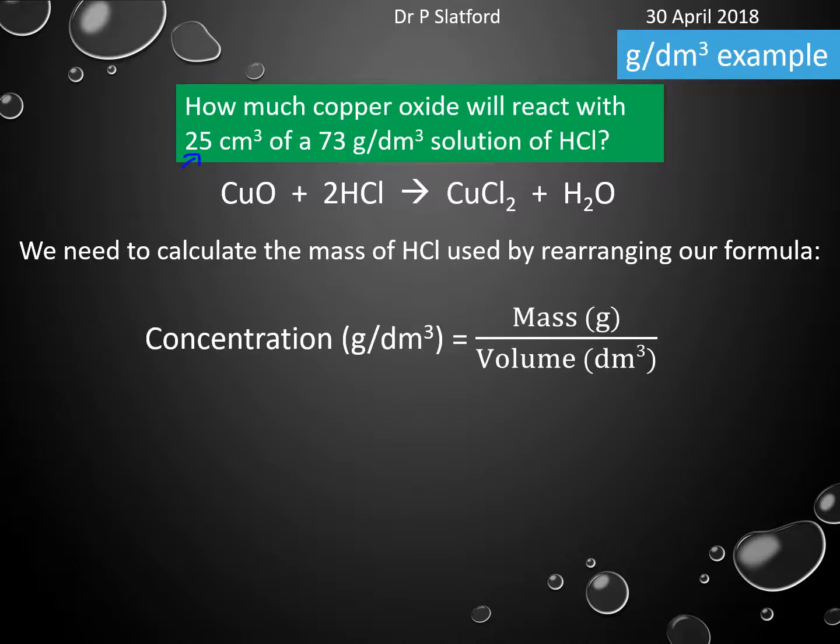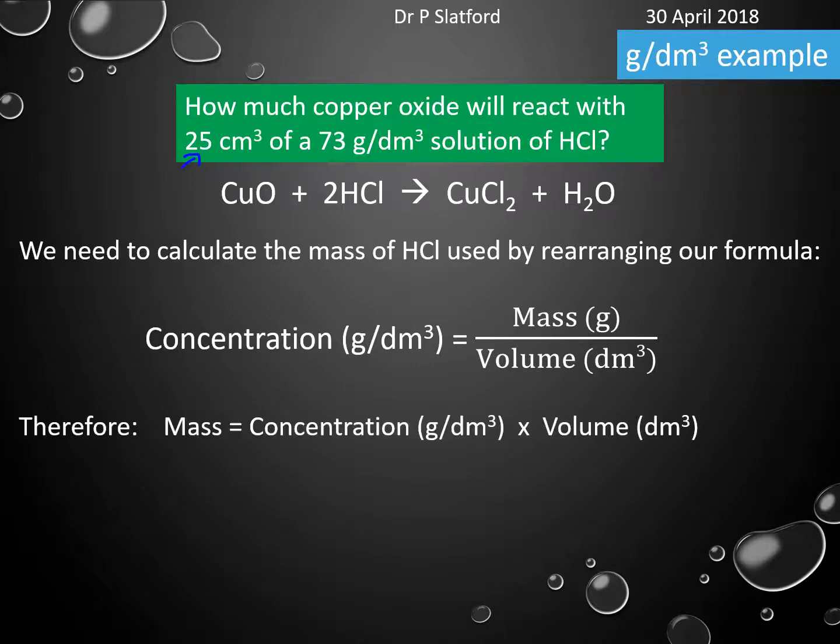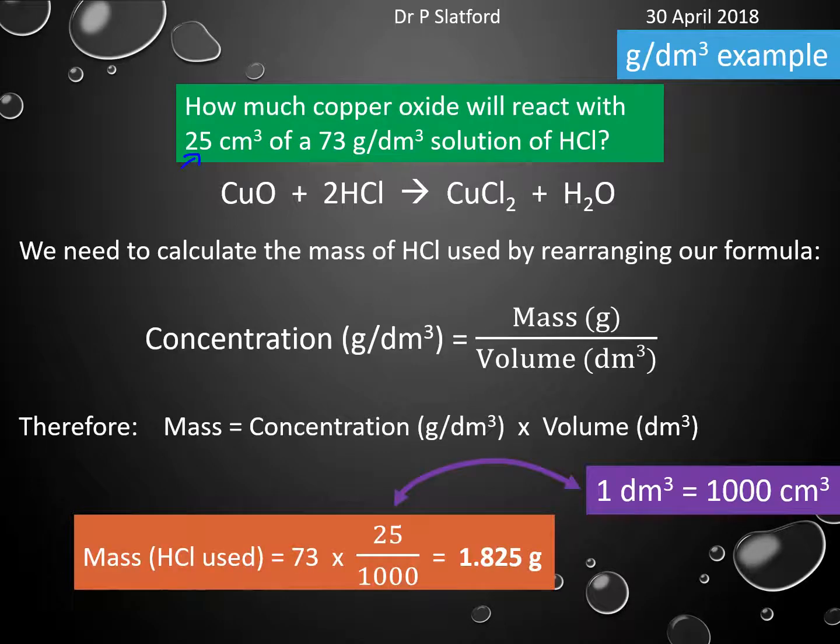And we use this equation. So if the concentration in grams per decimeter cubed is the mass divided by the volume, then we need to rearrange that equation so that mass is equal to the concentration times the volume. We know these two things, but we do need to remember that we need to use the units of decimeters cubed, and 1 decimeter cubed is 1,000 centimeters cubed. Okay, and I've taken that into account here.